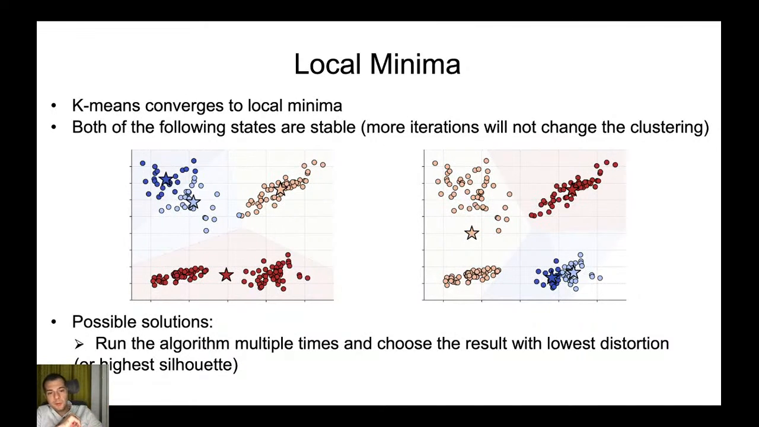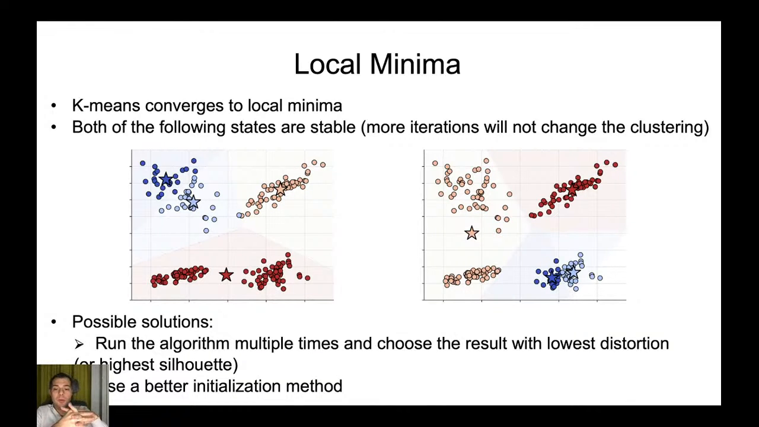So this is a possible solution, but it is not really straightforward, because you have to decide how many times you rerun the algorithm. Does this depend on the size of the data set, and so on? So there are some issues here. Alternatively, you can use a better initialization method that we're going to explain next. And actually in practice you can use both.